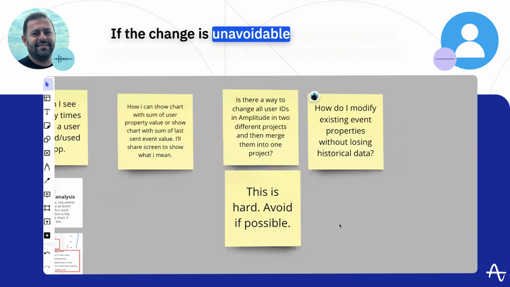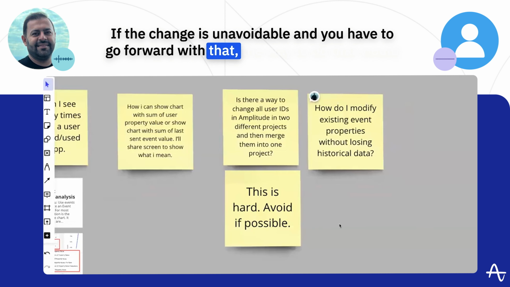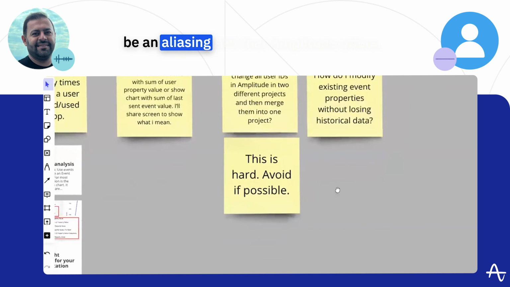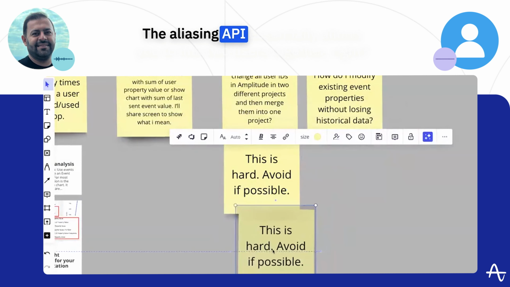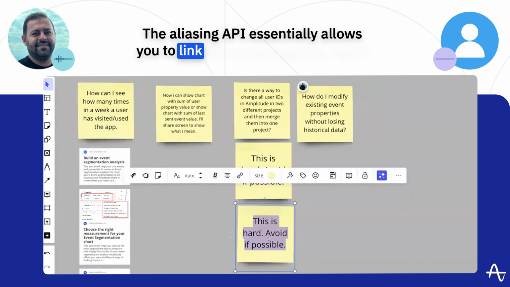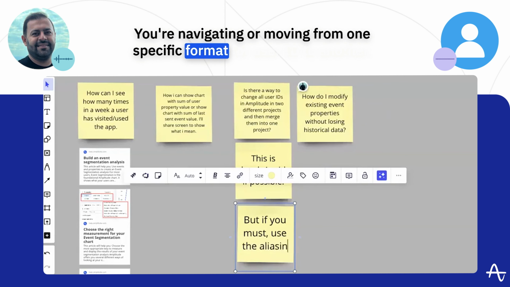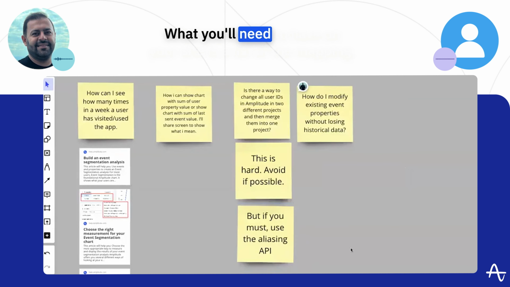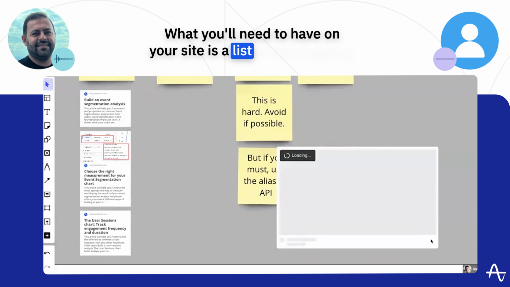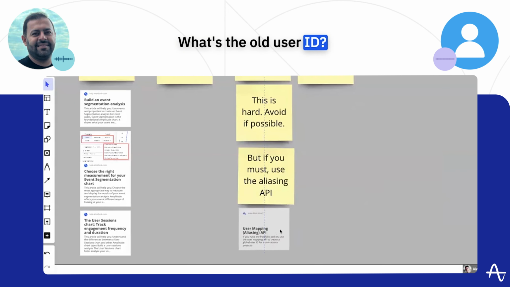If the change is unavoidable and you have to go forward with that, the way to do that would be an aliasing API that Amplitude offers. The aliasing API essentially allows you to link two users together, right? You're moving from one specific format for user ID to another. What you'll need to have on your side is a list of the mapping. What's the old user ID? What's the new user ID?